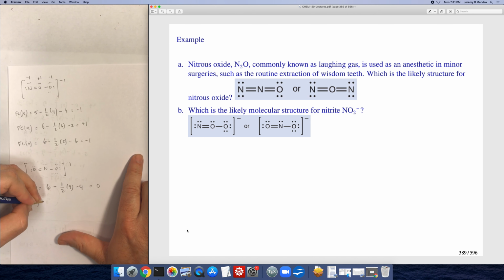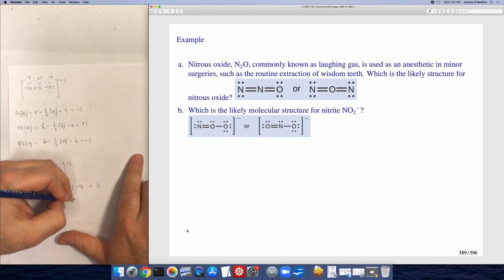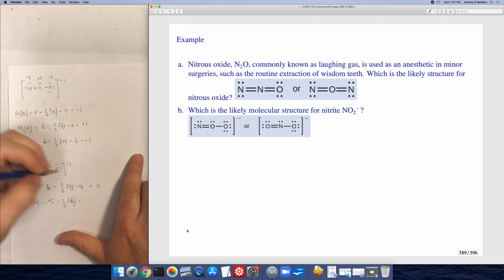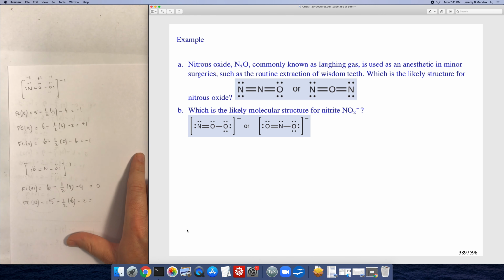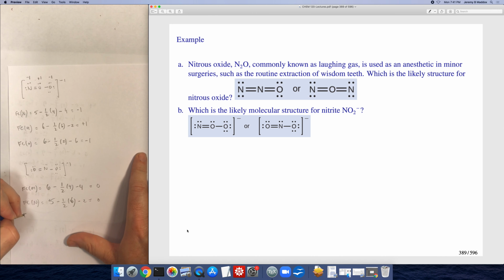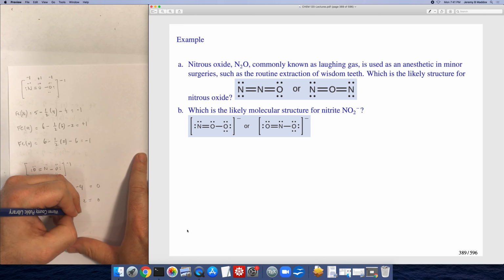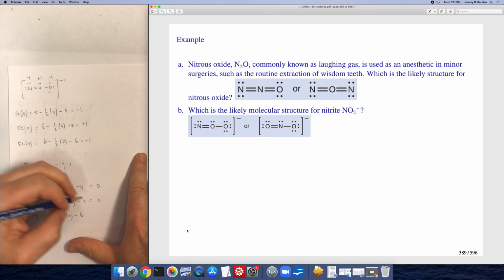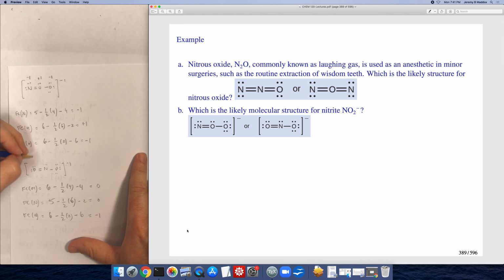For the nitrogen, start off with 5, minus 1/2 times 6, minus 2 for the lone pair. So 5 minus 3 minus 2 gives us 0 for that one. And then for this last oxygen, you might guess that it's got to be a -1 formal charge. We'll show that. 6 minus 1/2 times 2 minus 6 valence electrons gives us a -1.